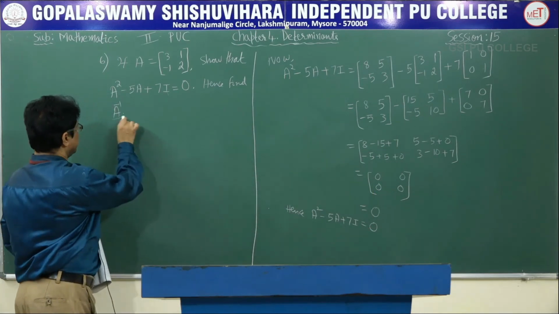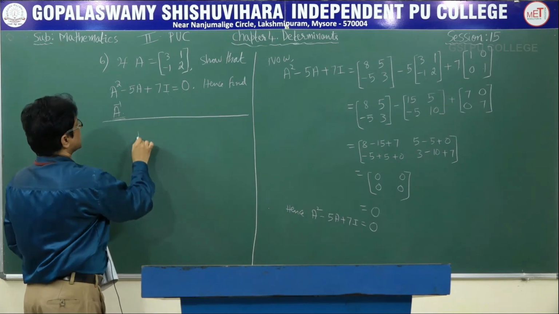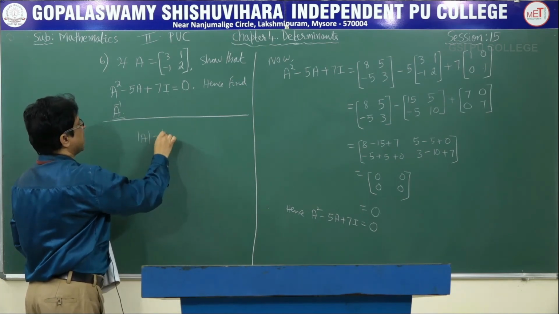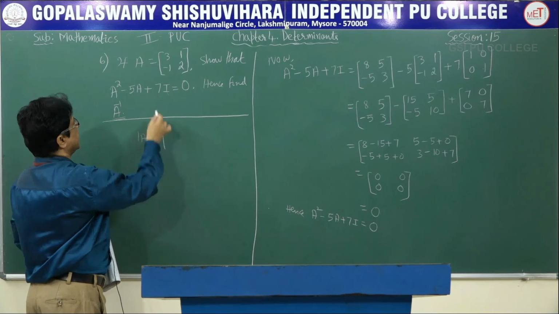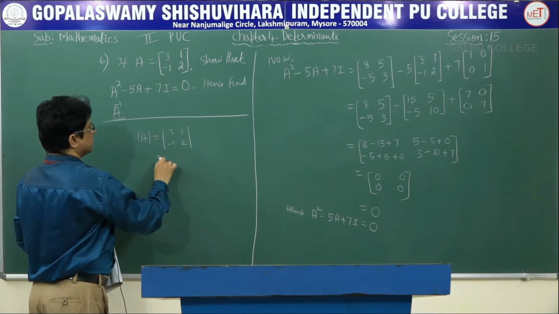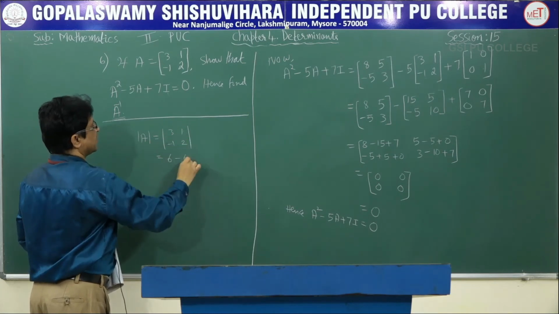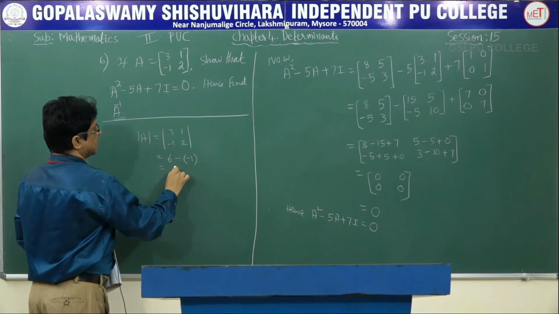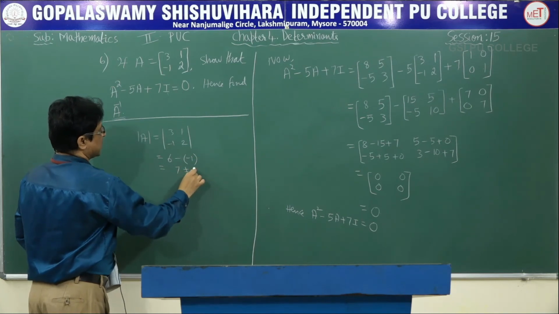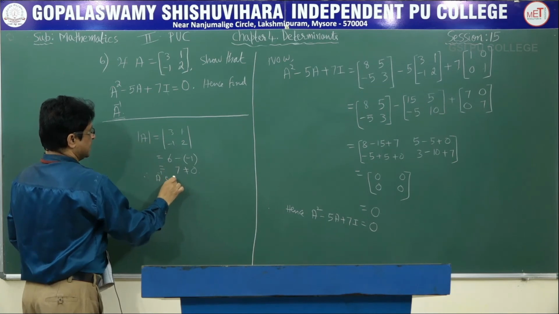Next, our aim is to find A inverse. So let us find the determinant of the given matrix. So determinant of 3, 1, minus 1, 2. That will be equal to 3 2s are 6 minus, minus 1 into minus 1, minus 1, that is 7, which is not equal to 0. Therefore, A inverse exists.